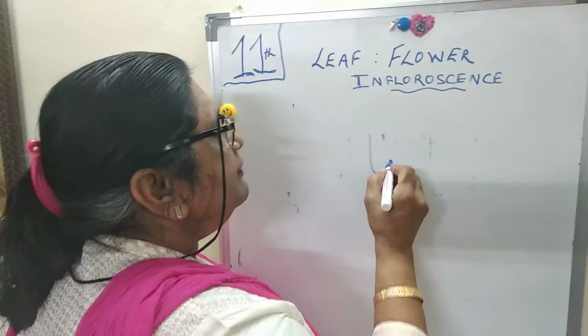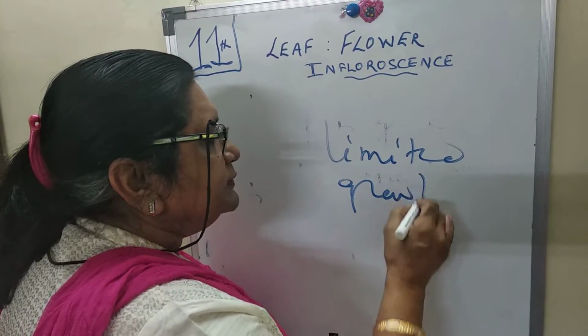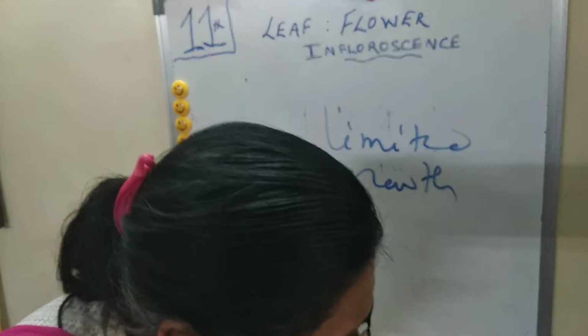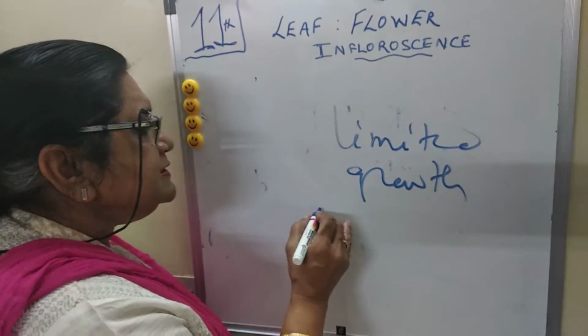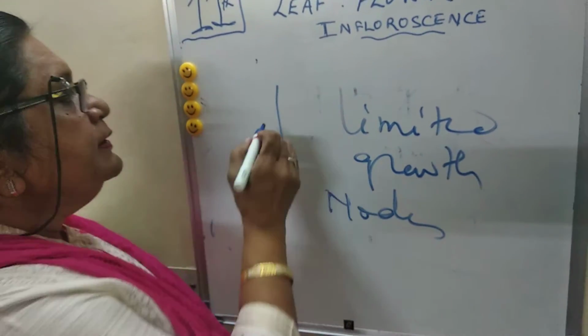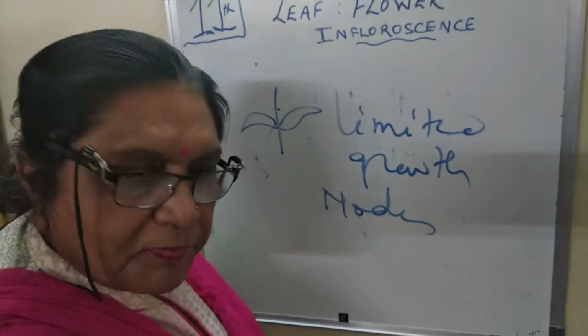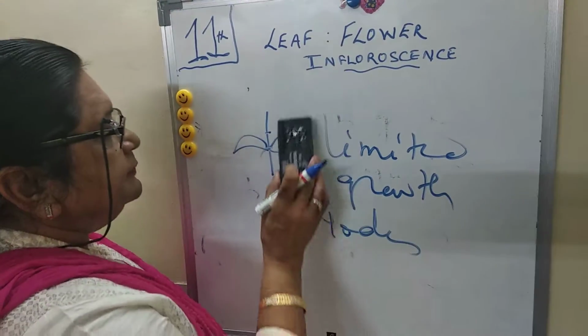They are of limited growth. Then they always arise from nodes. This is the stem, node, and the leaf always arises from this particular part, that is called the node.